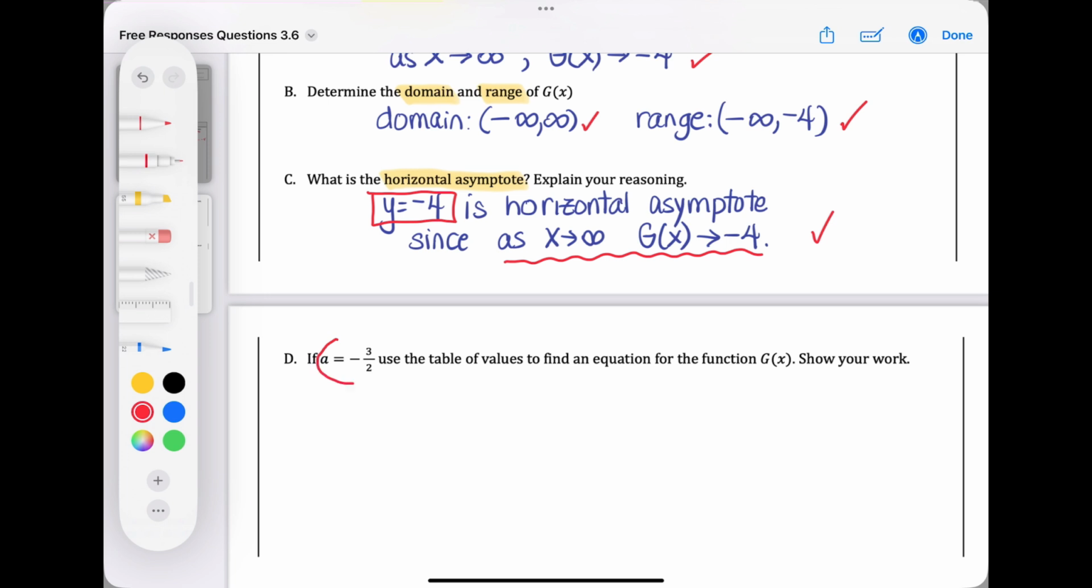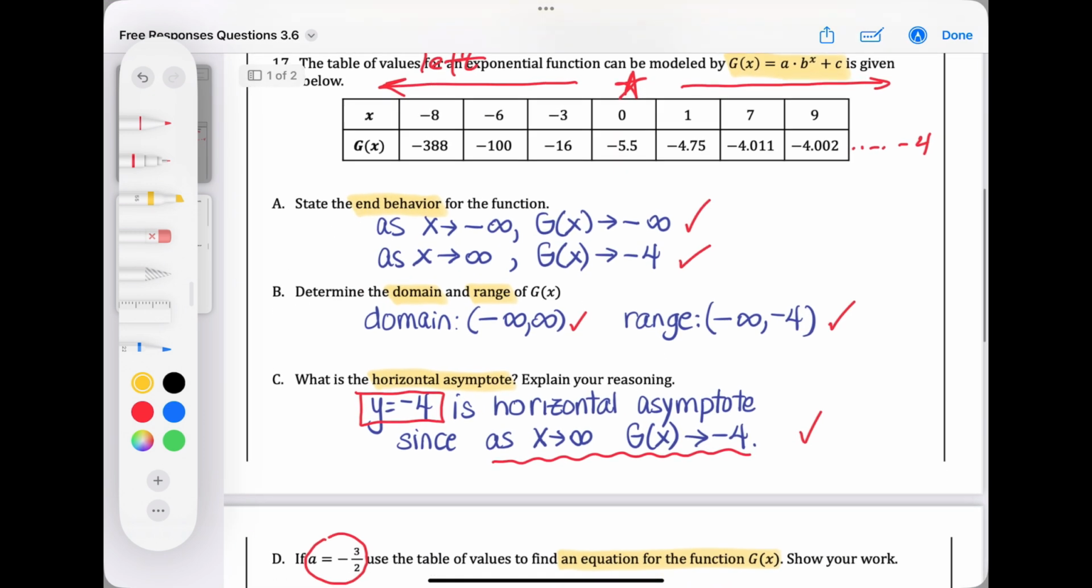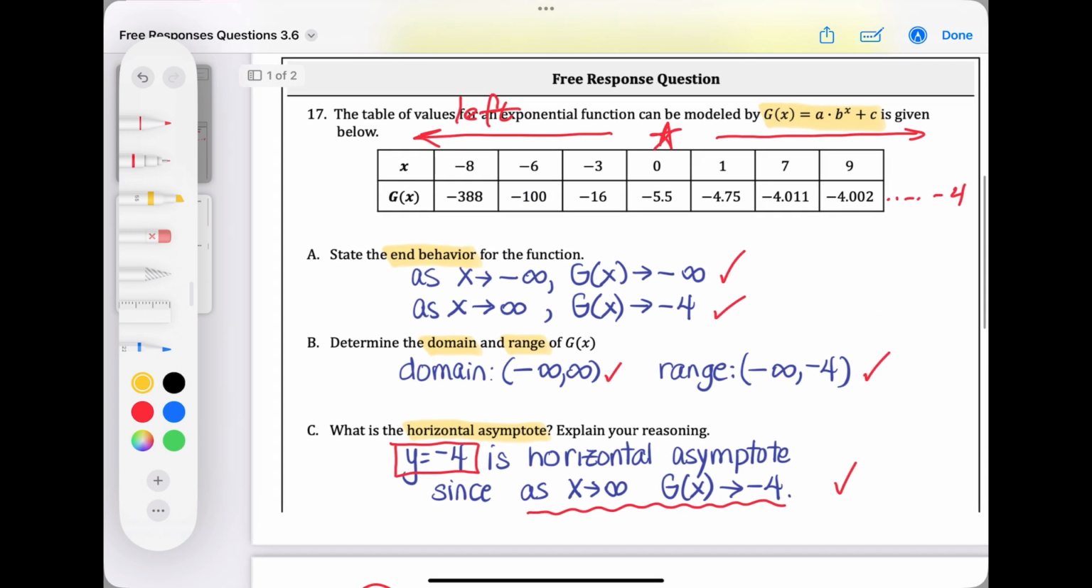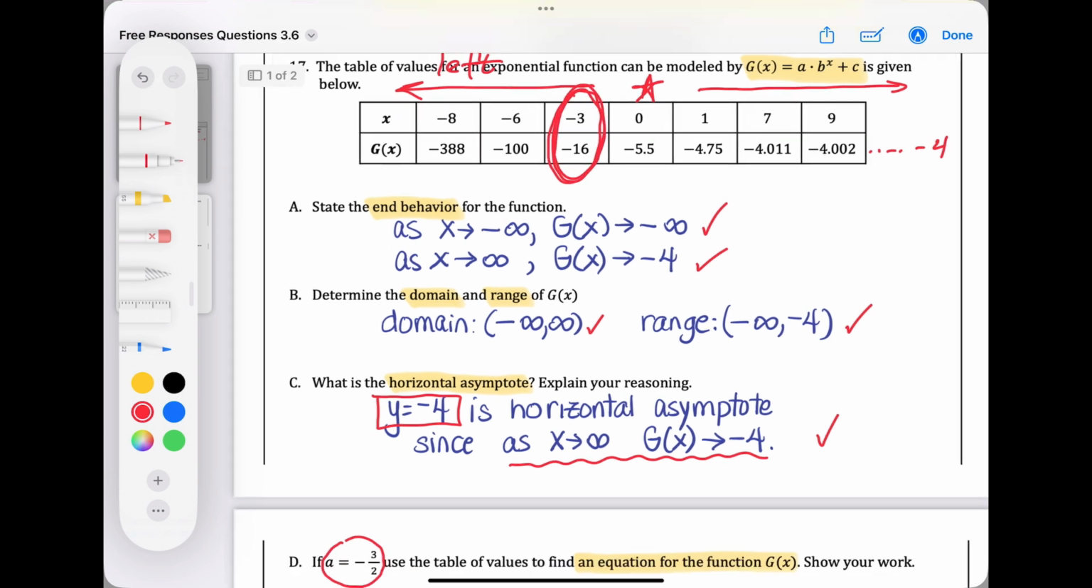If a equal to -3/2, use the table value to find an equation. Now, find the equation for the function g of x. Do remember, we are given a style of the function. All we need to do is just pick a coordinate, okay? So I said in classroom, I don't like big numbers. I do not like decimals, so what will be my best pick? I'm going to choose this point, (-3, -16).